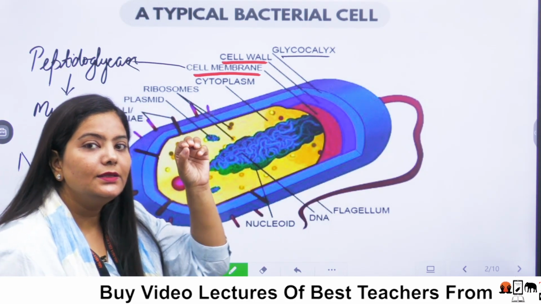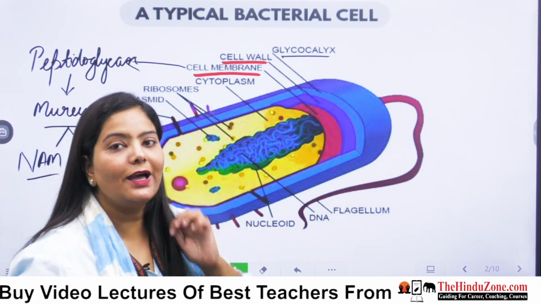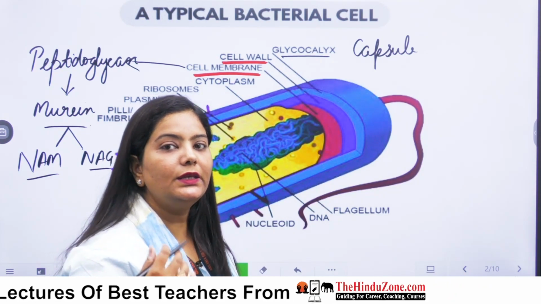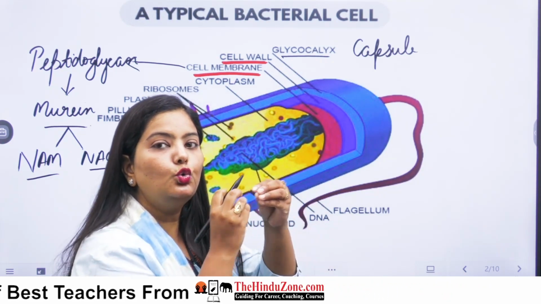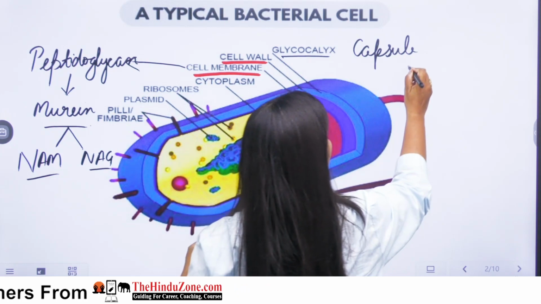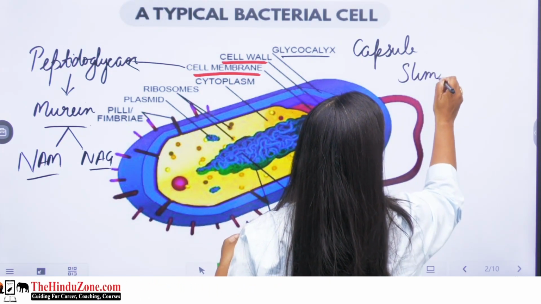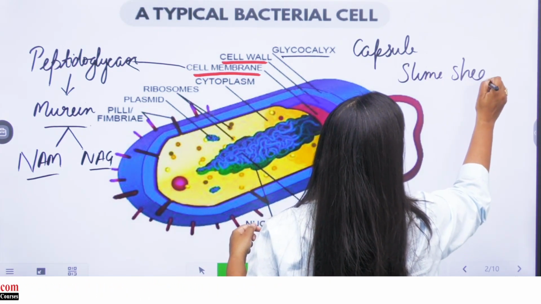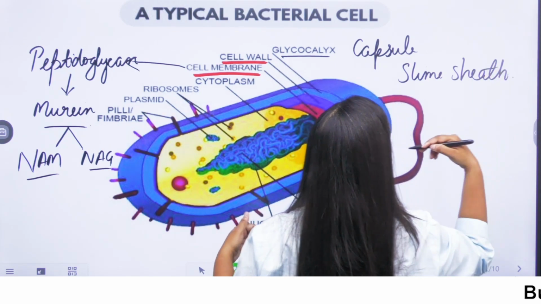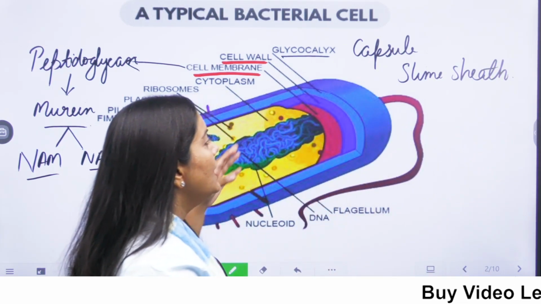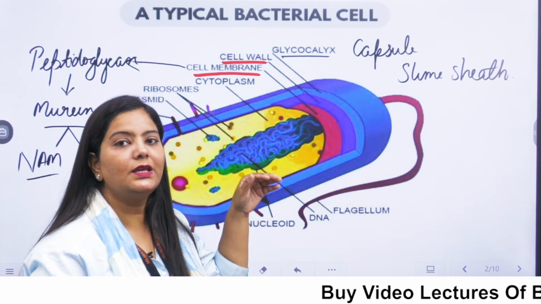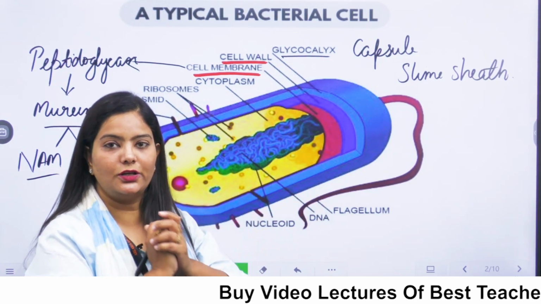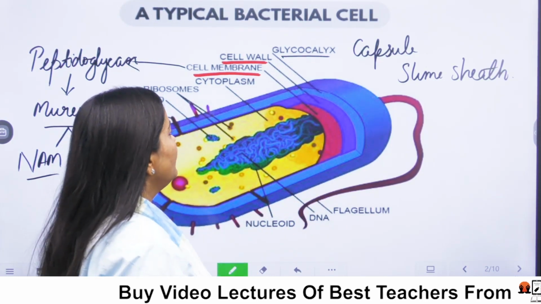In this glycocalyx, there can be a capsule or, in place of a capsule, a loose material called the slime sheath. The capsule is present as a mode of protection for bacteria, and the slime sheath is more a mode of adhesion of different cells.